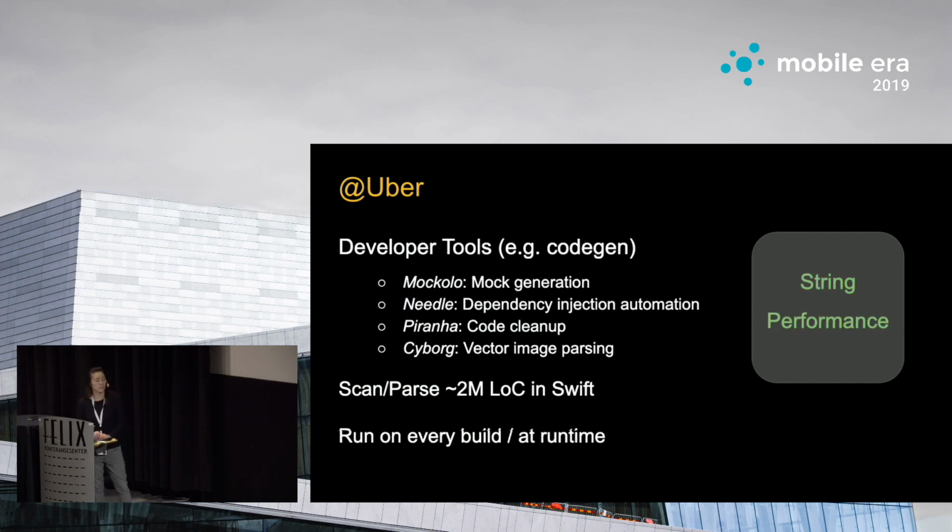Besides apps, we also built multiple developer tools, such as code generators for mocks, dependency injection, code cleanup, and so on. Our tools have to scan and parse our large code base, which has about 2 million lines of code in Swift. And they are run as part of a build system or at runtime. So the string's performance is very important to us.